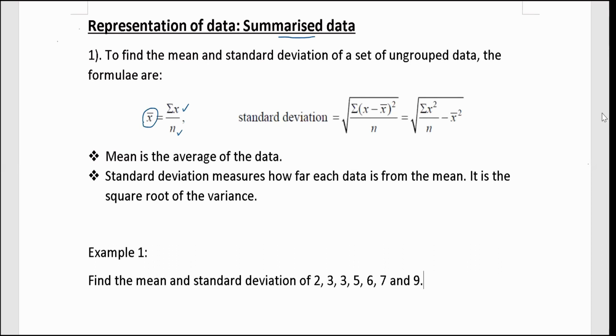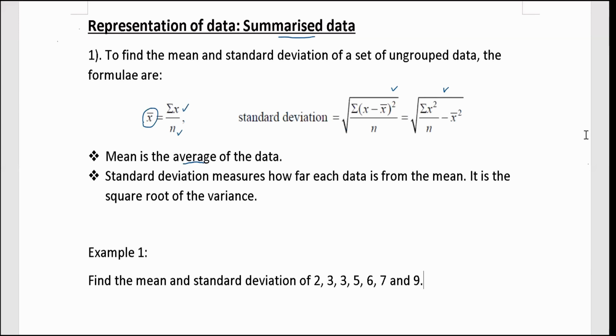For standard deviation, we can see there are two formulas here. We will use them later. Why do we find the mean? The mean is the average of the data, so we are looking for the average when we look for the mean. Standard deviation measures how far each data is from the mean. It is the square root of the variance. That means if we are looking for the variance, we do not have the square root.